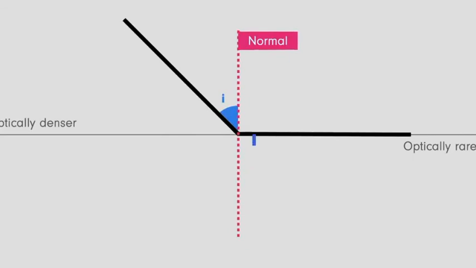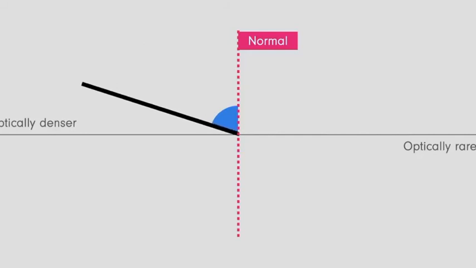The two conditions that should be satisfied in order for internal reflection to take place are: the light ray should travel from a denser medium to a rarer medium, and also the angle of incidence exceeds the critical angle.